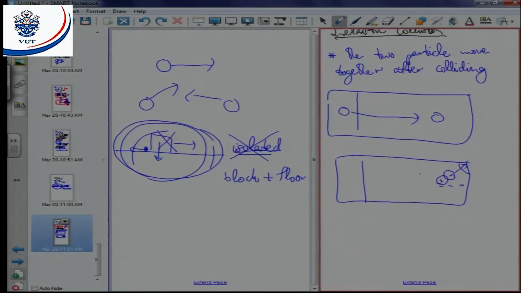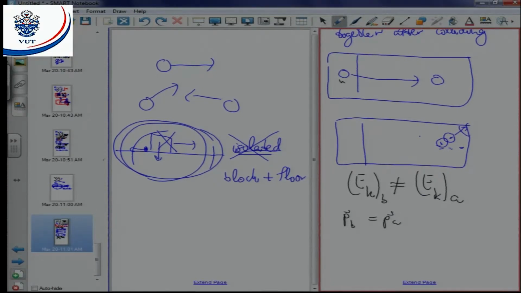The other thing is that, remember that we said for elastic collisions the kinetic energy was conserved. So here obviously the kinetic energy is not conserved. So Ek before is not equal to Ek after. Okay, so how do we do calculations here? Remember momentum is always conserved, so momentum before is momentum after. Say that's m1, that's m2, then here they are moving together, so you'll have mass 1 plus mass 2.